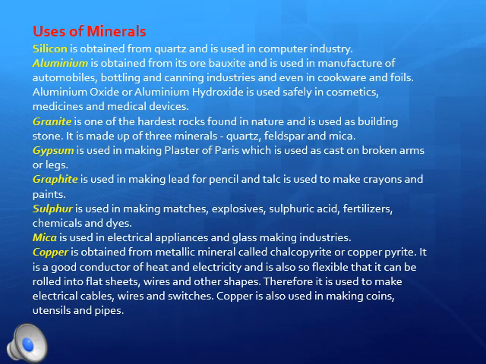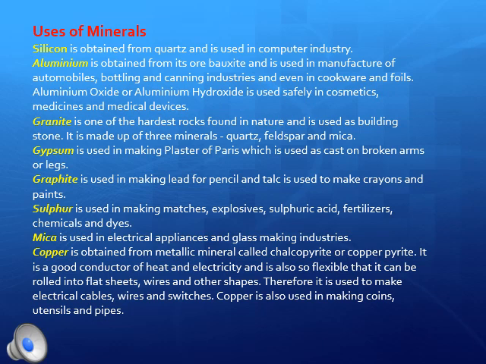So till now we have seen how minerals are distributed in various countries. Now let's see what the uses of these minerals are, why we are extracting them, and for what purpose they are used. So let's see the uses of minerals. Silicon is obtained from quartz and is used in the computer industry.